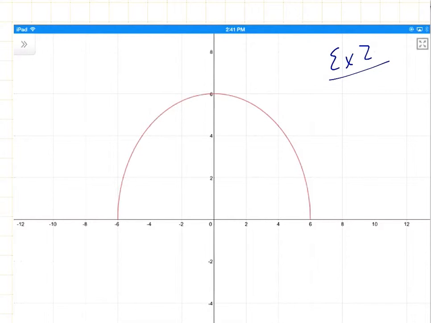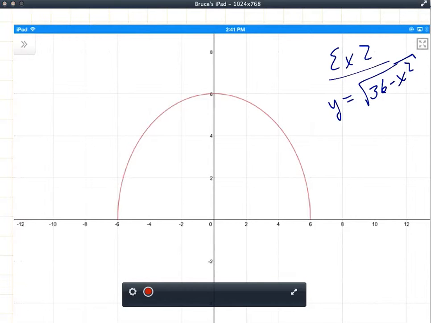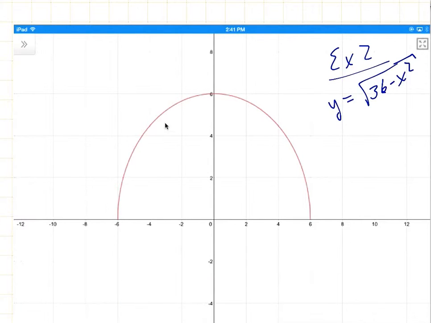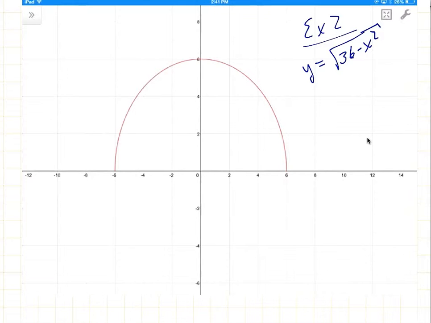So for example 2, this is example 2. And we've got here in the red, I've already graphed y is equal to the square root of 36 minus x squared. And that's going to give us this semicircle here. And then we're going to take this semicircle and rotate it around the x-axis. And if you think a little bit about what's going on here, when we take this semicircle and rotate it around, we'll get a disc like that.